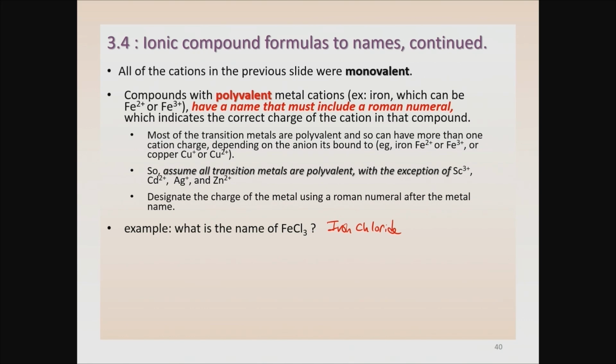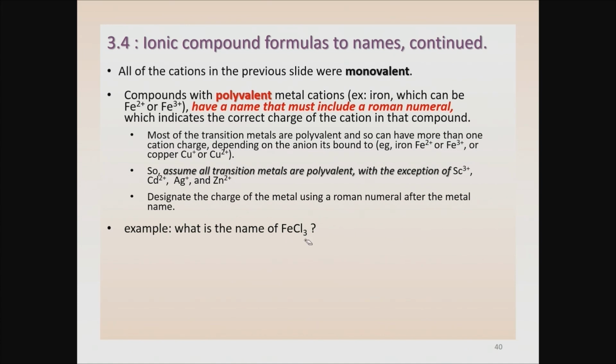And the reason is this. Iron here is not a monovalent cation. It is a polyvalent cation. And you may know that iron can either be +2 or +3. So what you're going to have to figure out is, is it better to say that this is iron(II) chloride or iron(III) chloride? So how do you figure that out?